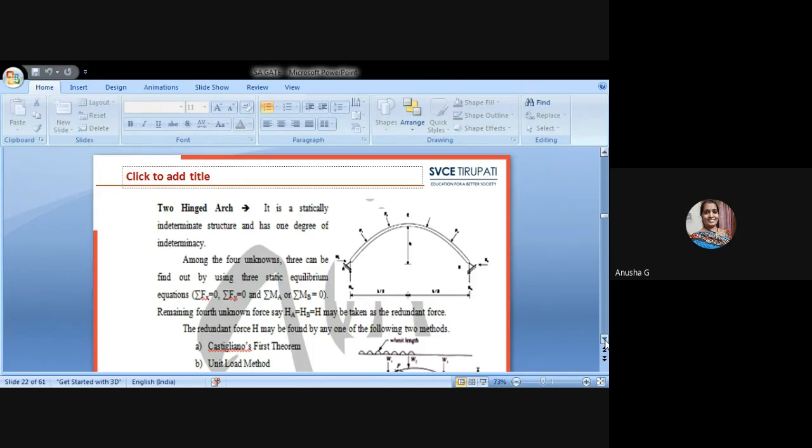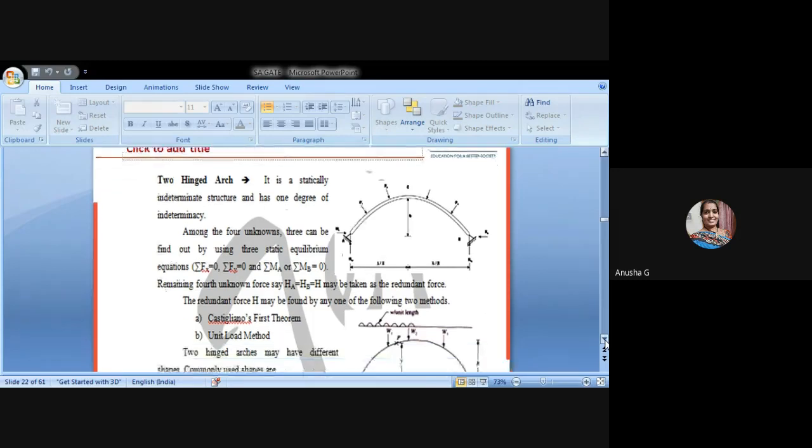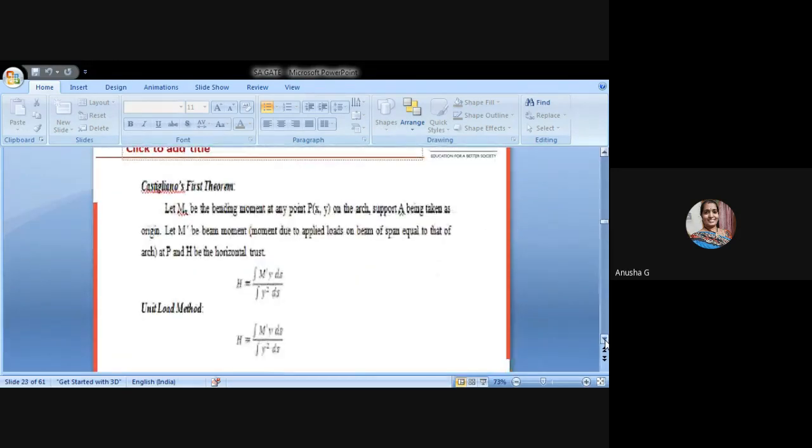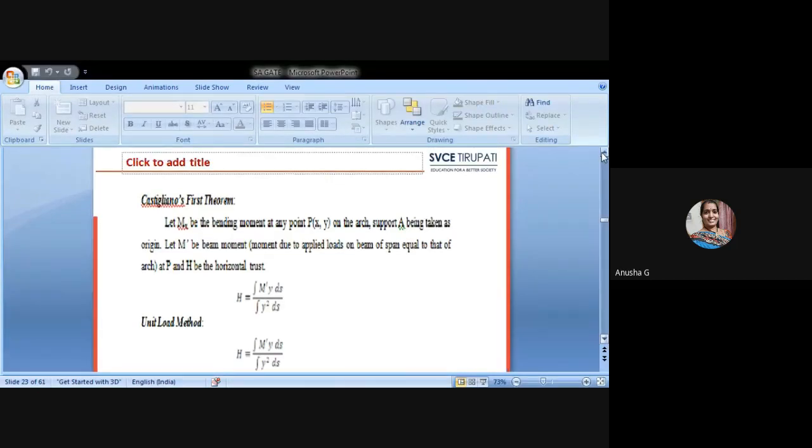Here there are two methods we consider: Castigliano's first theorem and the unit load method. These two-hinged arches may be circular arches only. Again we will see Castigliano's theorem. In this theorem, we already know that whenever the arch is supported at A, it is taken as the origin.